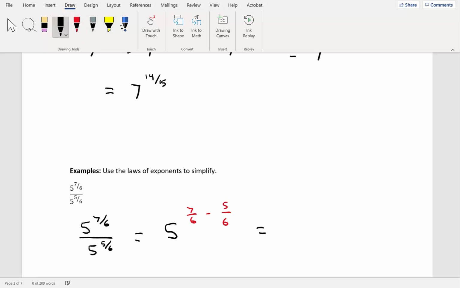Now this one's a little bit easier because I already have the same denominator, so I could actually subtract these fractions. So I have 5 raised to the, now 7 minus 5 gives me 2. I keep the denominator the same, so I have 2 over 6. Now one last thing, 2 over 6, I could actually simplify it. This becomes 1 over 3. So I have 5 raised to the 1/3 power.